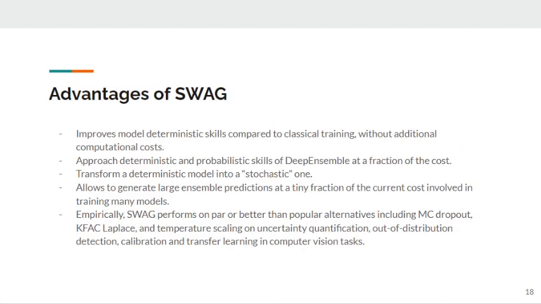And by using SWAG, we have some advantages. It improves model deterministic skills compared to classical training without additional computational costs. It approaches the deterministic and probabilistic skills of deep ensembles at a fraction of the cost. It transforms a deterministic model into a stochastic one. It allows generating large ensemble predictions at a tiny fraction of the current cost involved in training many models. Empirically, SWAG performs on par or better than popular alternatives including MC dropout, KFAC Laplace, and temperature scaling on uncertainty quantification, out of distribution detection, calibration, and transfer learning in computer vision tasks.